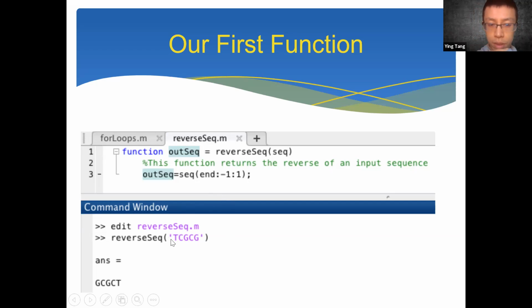So a sequence is a string. We give it a string, TC, GCG. So this is like a gene sequence. Then this function gets this argument, it will go into the function, get the reverse sequence and output this reverse sequence, right? So the answer will be GCGCT.